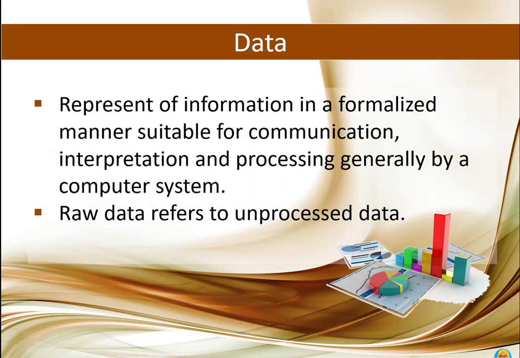So the first one, what is data? Data represents information in a formalized manner suitable for communication, interpretation, and processing, generally by a computer system. Raw data refers to unprocessed data. For example, your student ID number is data. Another one is the plate number, that we call data too. And the address of a person is data.